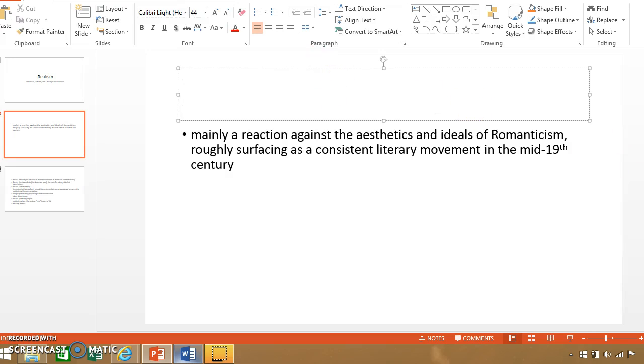Realism was mainly a reaction against the aesthetics and ideals of Romanticism, just as Romanticism was a reaction against the Enlightenment. And realism roughly surfaced as a consistent literary movement in the mid-19th century, 1840s through 1860s, and then continued through the late 19th century and the very early 20th century.